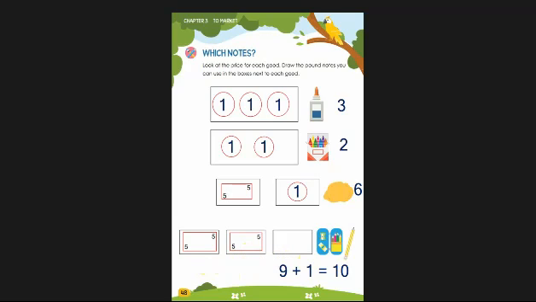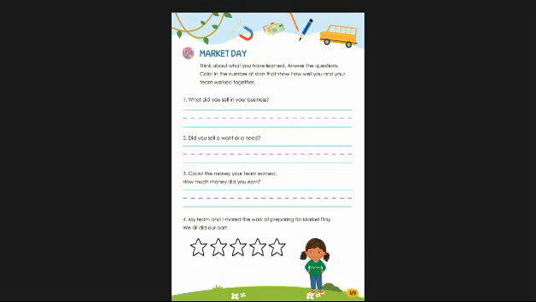And now let's go to the next one. This is the last page for this week, page 49. Let's read. It says Market Day. Think about what you have learned. Answer the questions. Color in the number of stars that show how well you and your team work together.